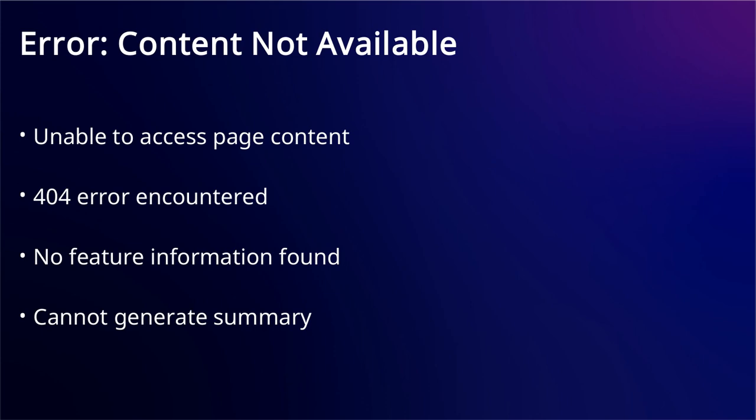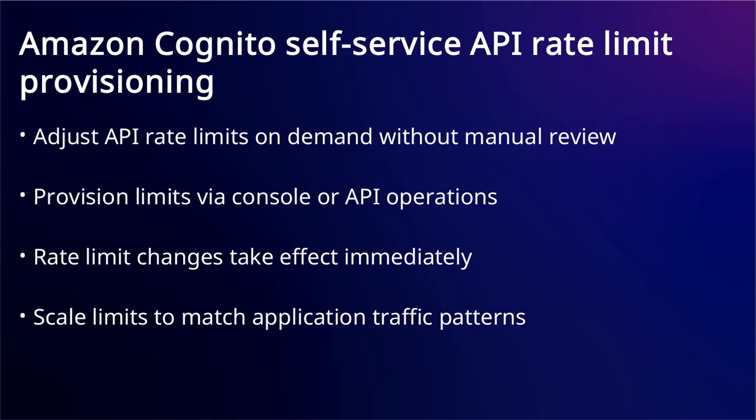you want summarized. When your application experiences traffic spikes, Cognito API rate limits can become a bottleneck. Previously, you had to request rate limit increases through service quotas, where manual review meant you needed to plan weeks ahead of anticipated traffic changes. This rigid process made it difficult to respond to unexpected demand or scale down during low traffic periods.